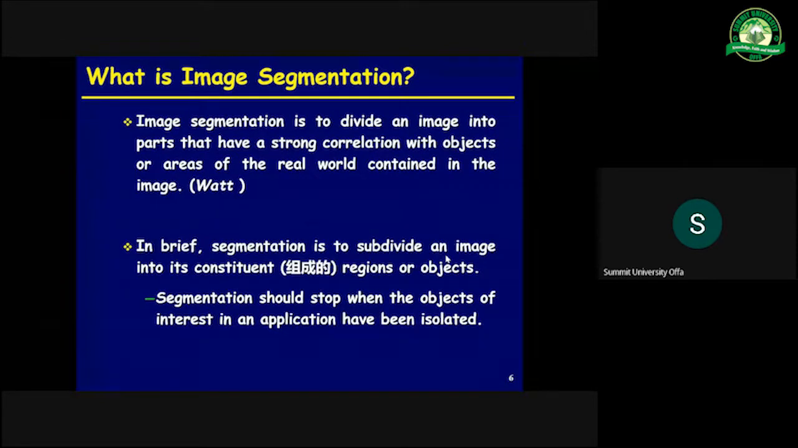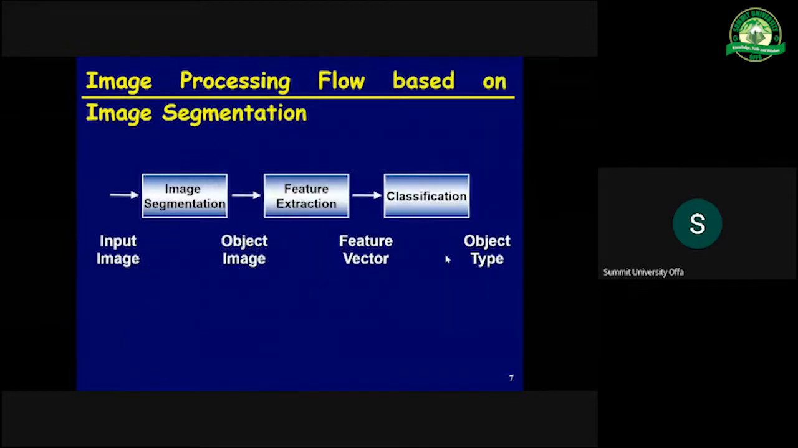So, again, when you subdivide an image into constituent regions, and they are non-overlapping, we can say that is what image segmentation is all about. Don't forget, this is the flow chart: you have an input image, you perform image segmentation on the input image, then you have your object image. From that object image, that's where you do your feature extraction.